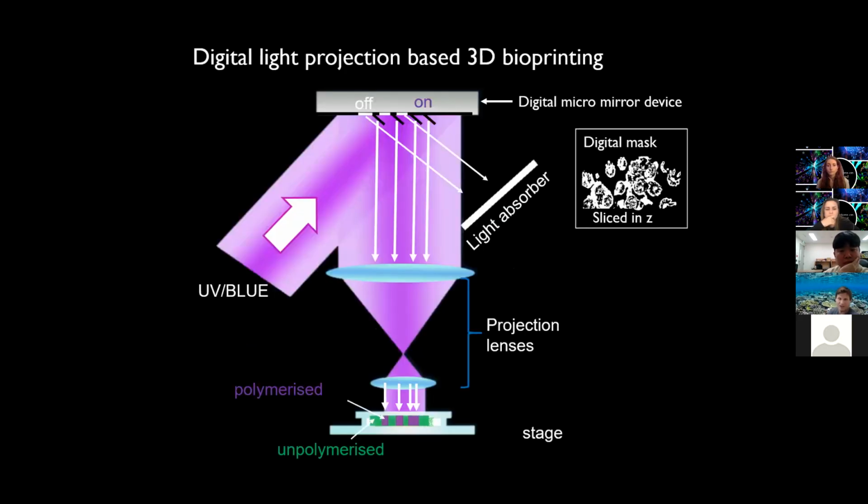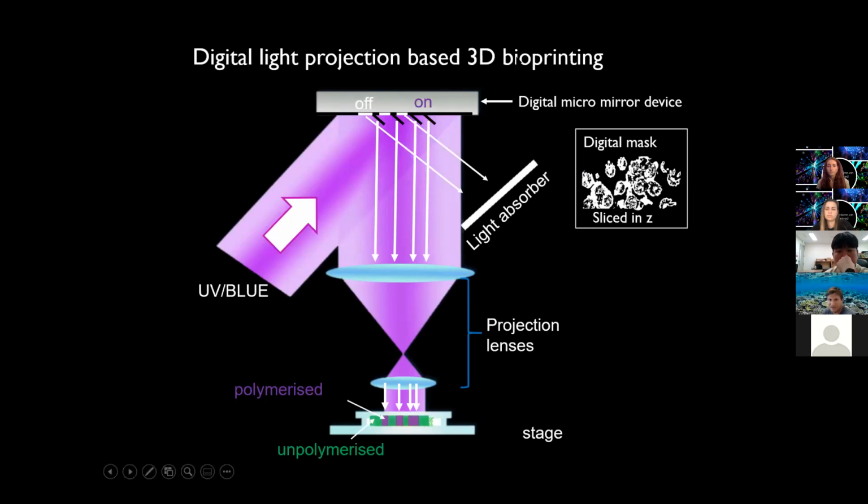And the technique we have in our lab is based on a digital mask, where we use a digital micromirror device. So in this case here, we have photopolymerization at 405 nanometer. And so this light is projected onto this DMD chip. And then the DMD chip can be either in an off or on position. And the digital mask is basically sliced in Z. So for each Z layer, you have one mask. And then basically you start by printing from the bottom and move upwards.